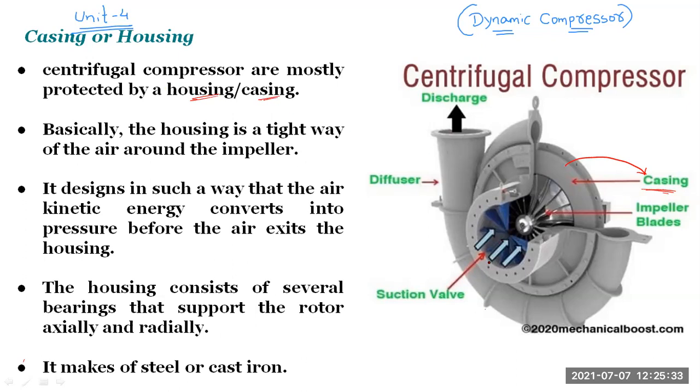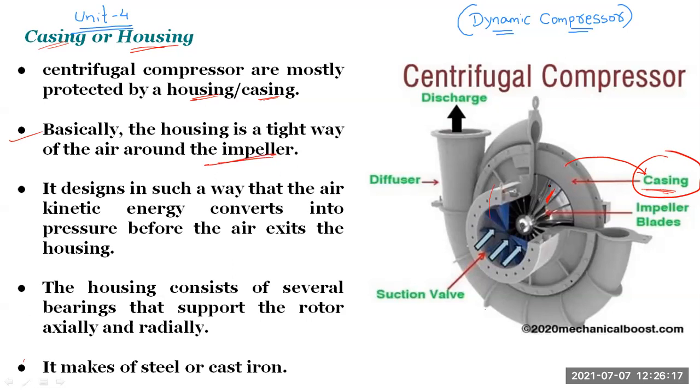Because the air will enter in this direction, it will strike the impeller, then this impeller blade will rotate and it will rotate the air. In order to block the outward movement of the air outside this impeller, these are the impeller blades, you can see here. Outside the impeller blades, one casing will be there. This casing is also called the housing. So it will store the air inside this rotating chamber.